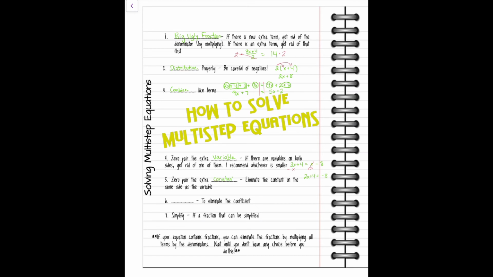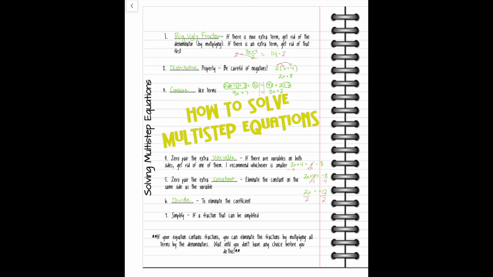To do this, I'll eliminate the constant that is currently on the same side as the variable. So if I take that exact same problem, my plus 4 is on the same side as my variable, so I'm going to subtract it on both sides. And that turns into 2x equals negative 12. From there, I divide in order to eliminate the coefficient. So if I use the exact same problem, I divide both sides by 2 to get my answer of x equals negative 6.